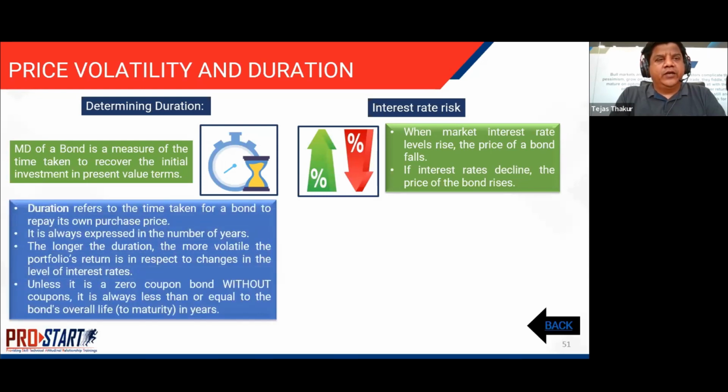So when we look at duration, duration refers to the time taken for a bond to repay its original price or its own purchase price. It is always expressed in number of years. So duration is in number of years. The longer the duration, the more volatile the portfolio returns are with respect to changes in the current interest levels. Unless it is a zero coupon bond without coupons, duration is always less than or equal to the bond's overall life to maturity in years.